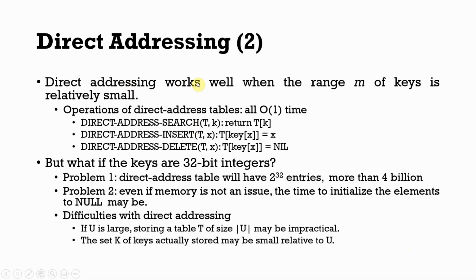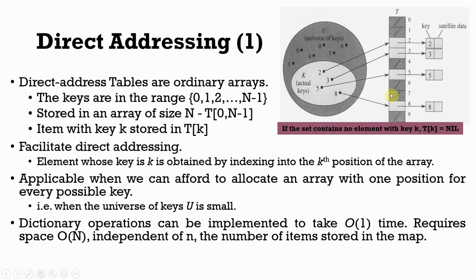Direct addressing works well when the range m of keys is relatively small. The operations of direct address tables are all O(1). So you see here, searching, insertion, deletion, all of them are basically one operation. But what if the keys are 32-bit integers? If that's the case, our universe of keys is going to be huge. So in that case, we need to have a very huge array.